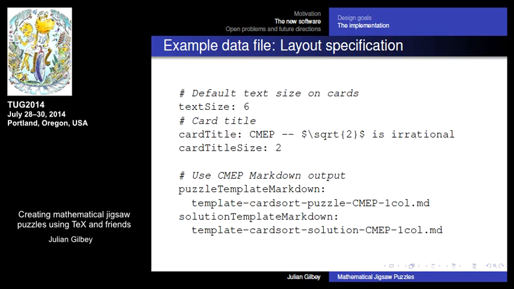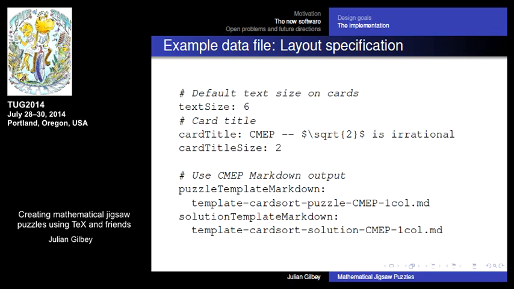Default text size: I could ask my colleagues to know the difference between footnote size and small and tiny and large and huge. I don't remember the order. I've looked it up, typed it out once. I hope never to have to look at it again for this purpose. So I've called the text sizes range from 0 to 9 or 0 to 8 or something. There's a title on every card, CMEP, square root of 2 is irrational, and the title size is much smaller, so it doesn't distract from the actual content of the card.